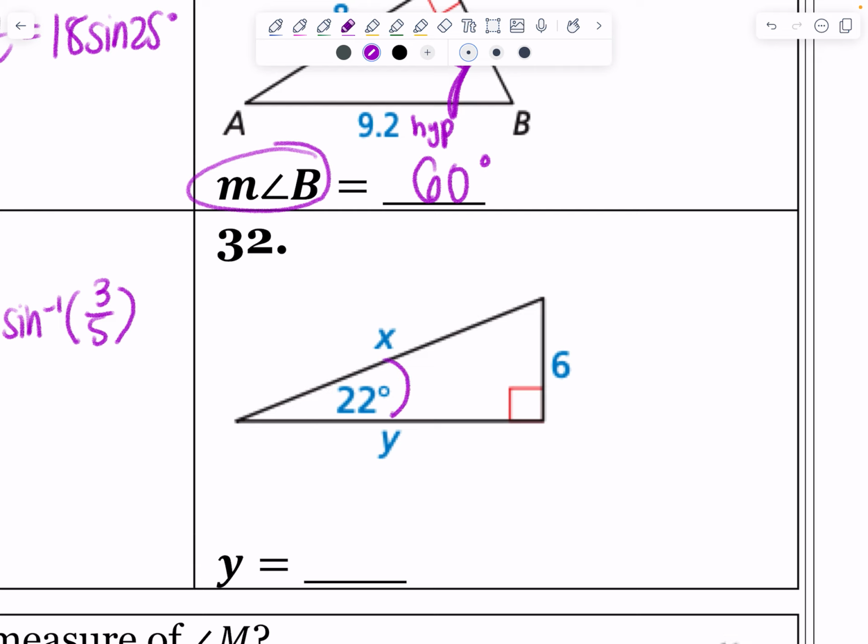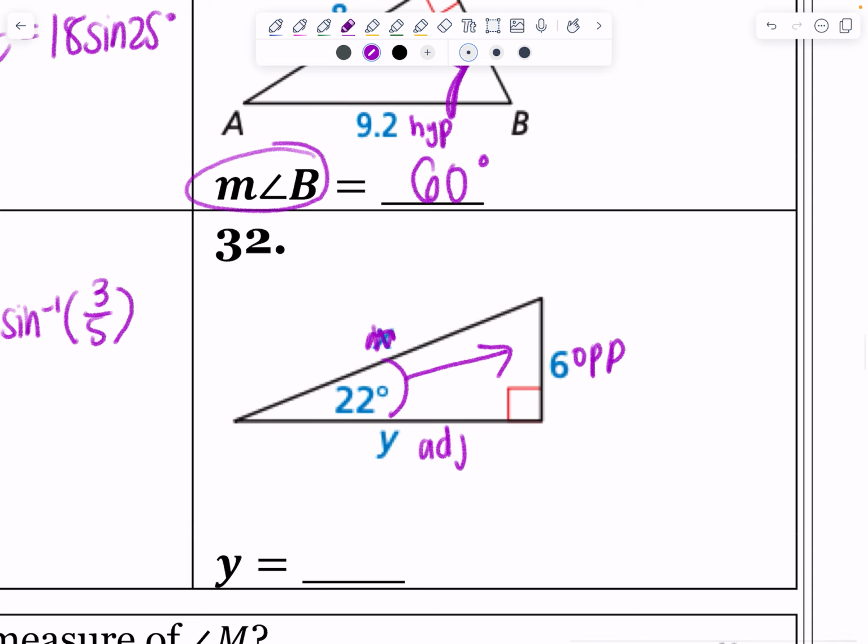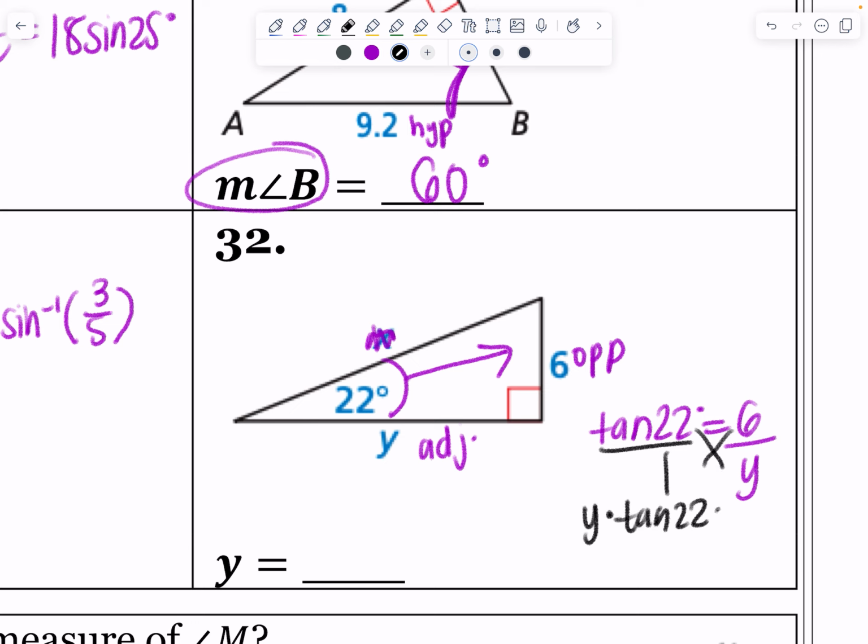Number 32, last but not least, we're solving for y, so I'm going to scribble x out. We're not having to solve for this whole thing. And so from 22, I've got my opposite, and I've got my adjacent. What trig function goes with opposite and adjacent? That's going to be tangent. I'm solving for a side length, so that's going to be normal trig. So the tangent of 22 is equal to its opposite, which is 6, over its adjacent, which is y. I throw this thing over 1 and I cross multiply, but unfortunately, y gets attached to the tangent of 22 by multiplication. That's equal to 6.